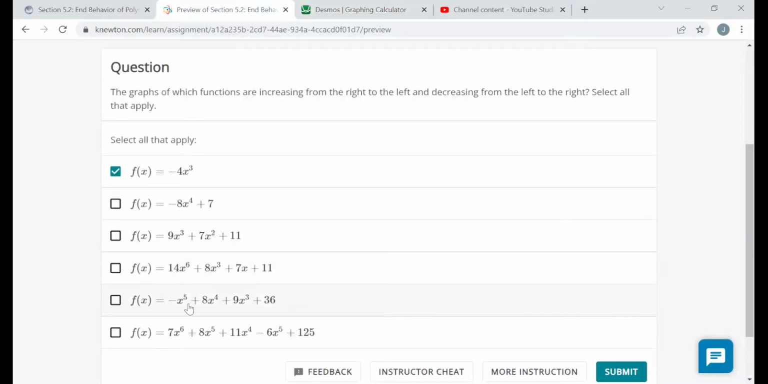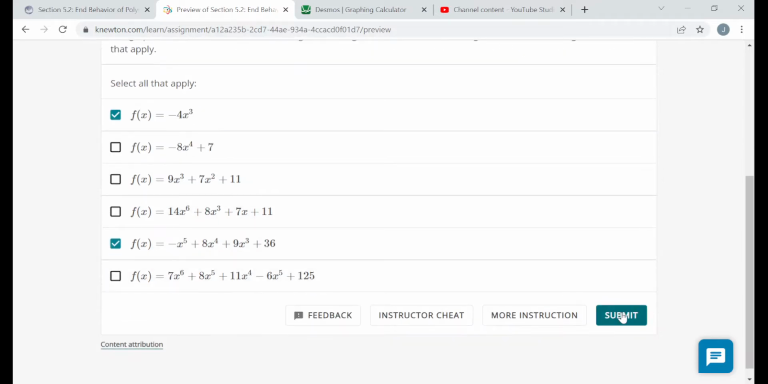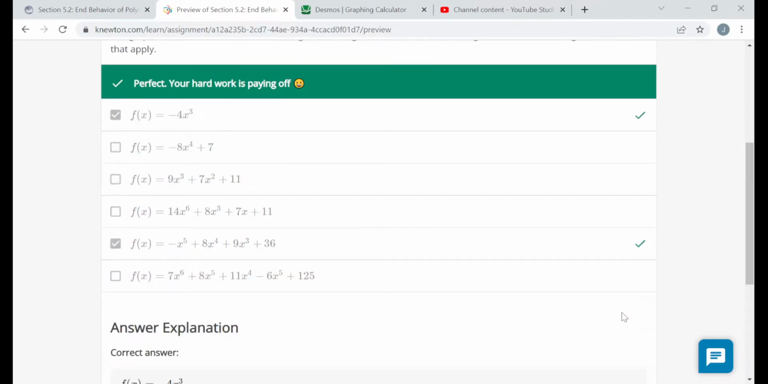Here, degree 5. Negative lead coefficient. This is one I want. This polynomial will be going up to the left and down to the right, increasing from right to left, decreasing from left to right. And then finally, this one has highest power. The highest power I'm seeing here is 6, so it's degree 6, even, positive coefficient on that. So it's going to be going up on both ends. So the only two that I've selected are the only ones that do what they described.